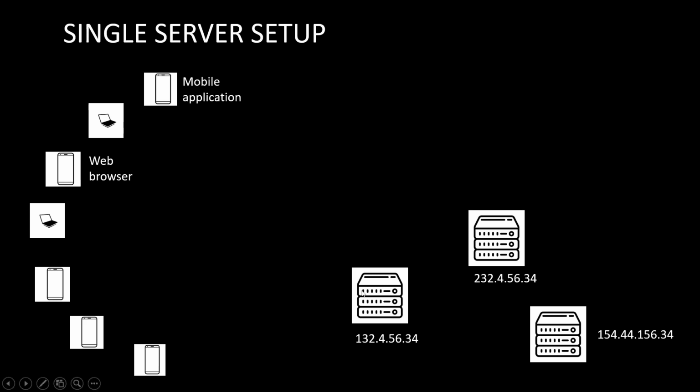So for example, let us consider that this 132.4.56.34, this particular server is our server. So in the world there are lots of servers, but we are basically concentrating on this particular server, which is here, that is 132.4.56.34. Now suppose my mobile application or my web browser wants to connect to this particular server.